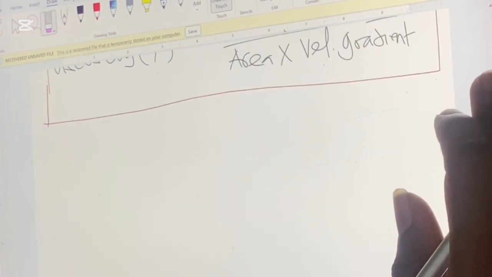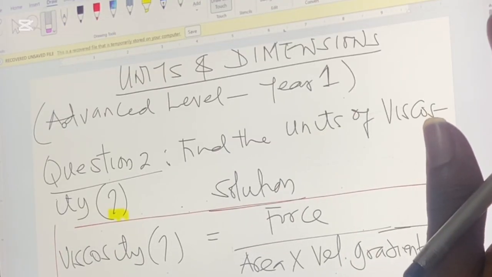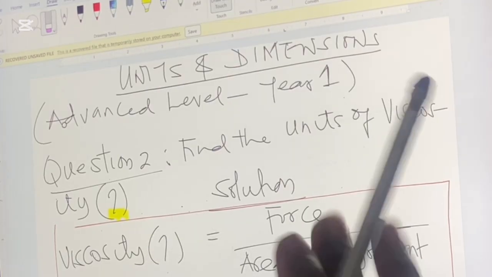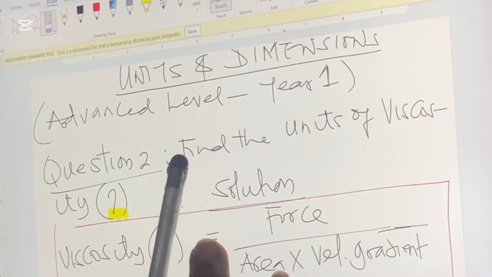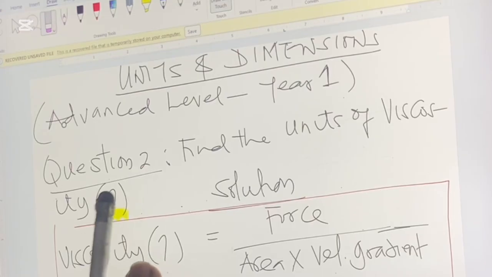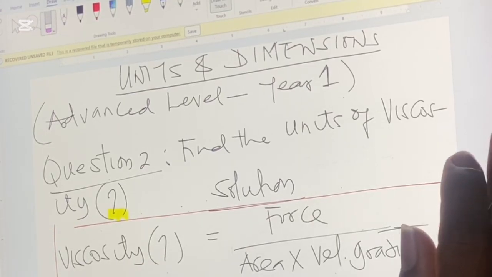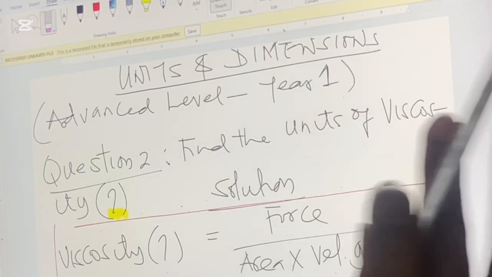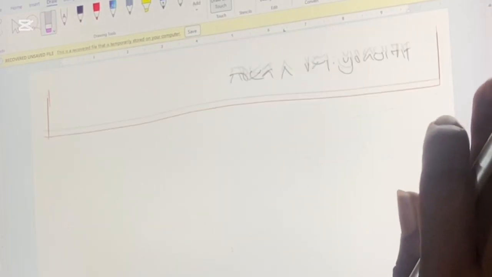All right, let's solve this question here. Now the question said, find the unit of viscosity. Solution. Now, this is the formula form.